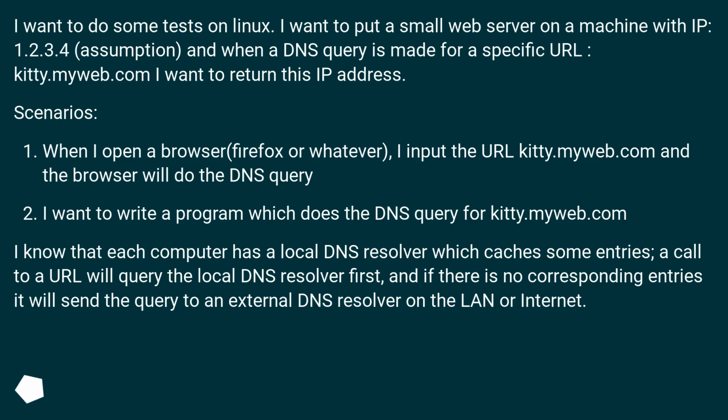address. Scenarios: when I open a browser, Firefox or whatever, and input the URL kitty.myweb.com, the browser will do the DNS query. I want to write a program which does the DNS query for kitty.myweb.com. I know that each computer has a local DNS resolver which caches some entries. A call to a URL will query the local DNS resolver first, and if there is no corresponding entry, it will send the query to an external DNS resolver on the LAN or internet.